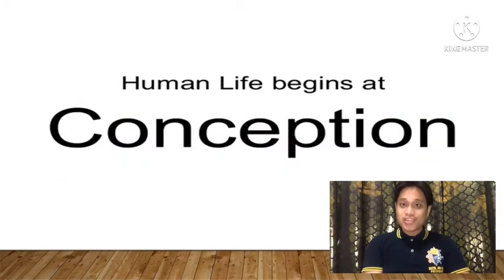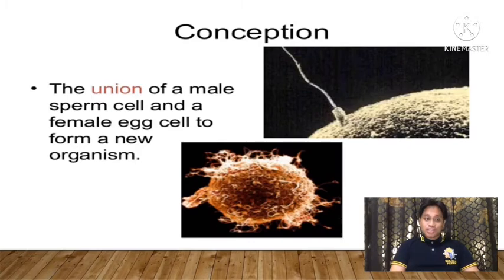Human life begins at conception. So what is conception? Conception is the union of a male sperm cell and a female egg cell to form a new organism. It is a combination of the father's sperm cell and the mother's egg cell.